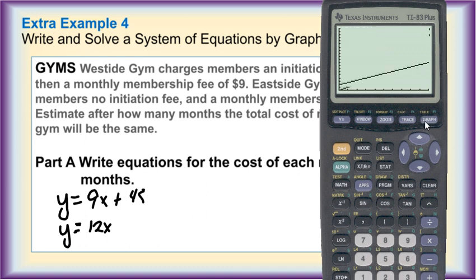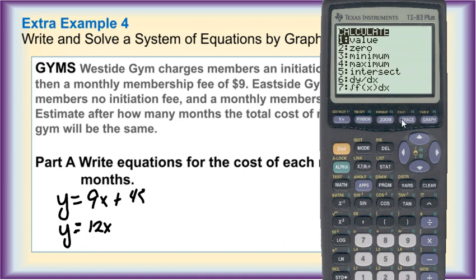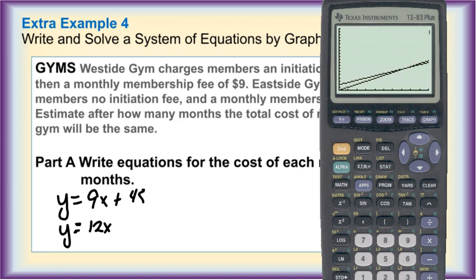There's our first one, west side. Here's east side. Crosses right here. Hit second, trace. Number 5, intersect. Hit enter 3 times. It says they intersect at 15. And x is 15 and y is 180.